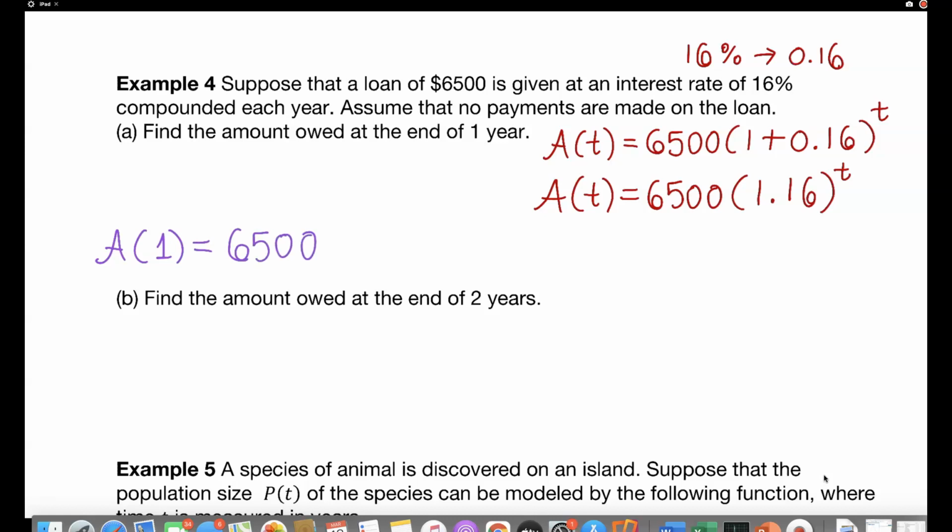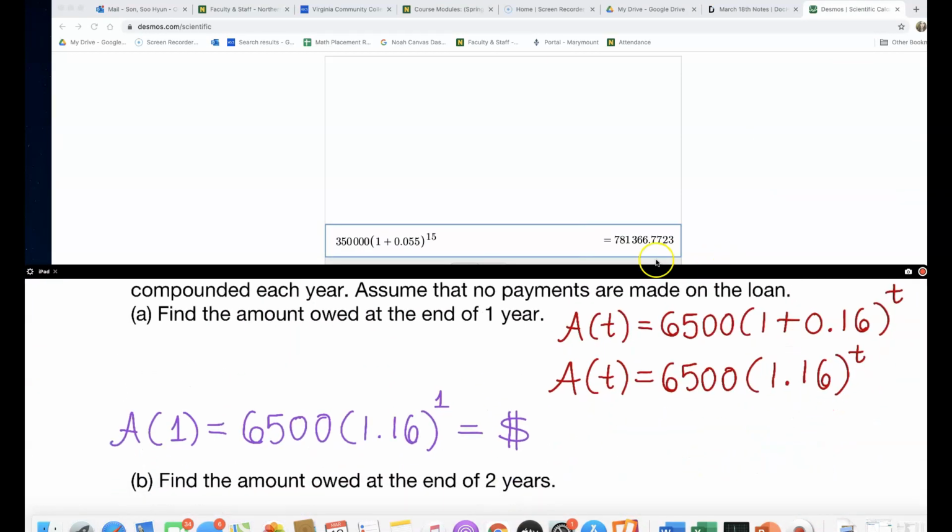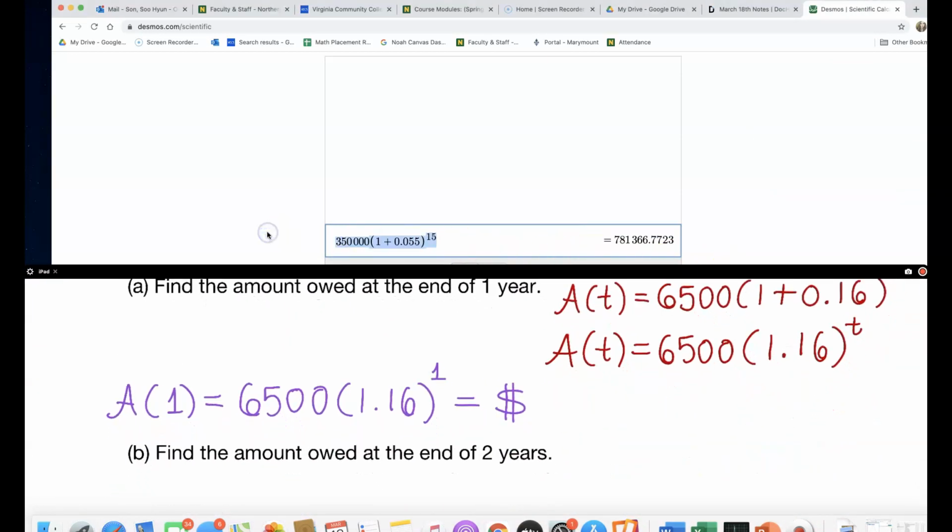Plug in 1 into the function. 6,500 times 1.16 raised to the first power. So even though you only borrowed 6,500, how much do you owe after 1 year? Assuming that you didn't pay anything back yet. 6,500 times 1.16 to the first power. Yeah, it went up to 7,540.